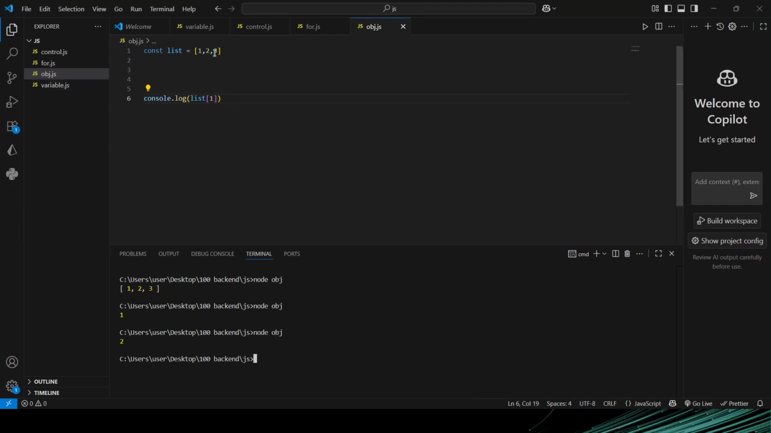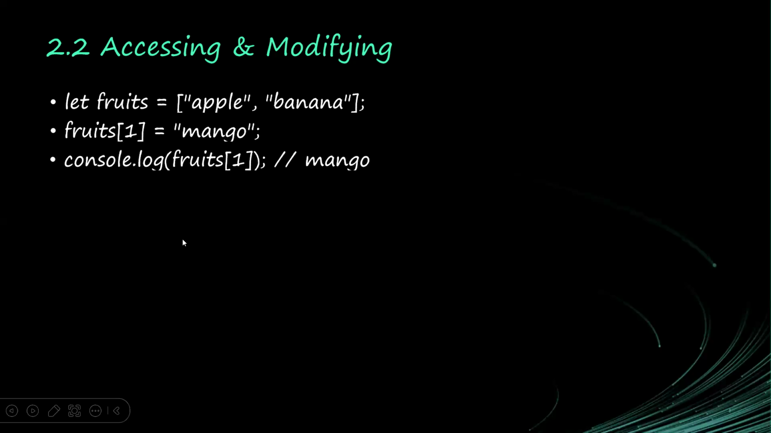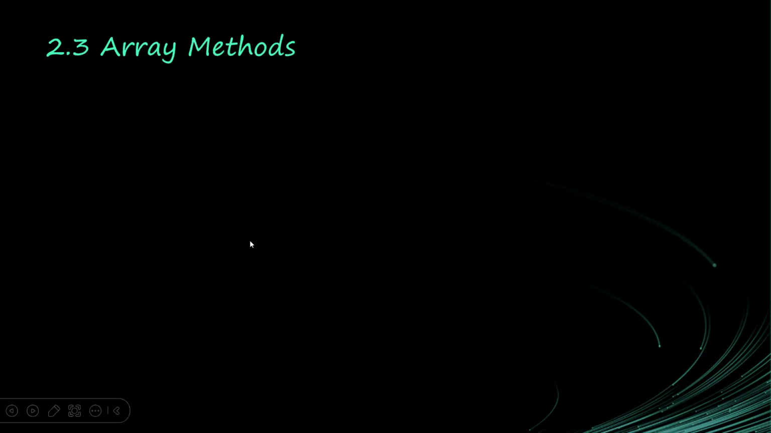I can create an array of not just numbers, I can also create an array of strings. It can be anything. So that is how it works here. In this case, we are accessing the items using their index.